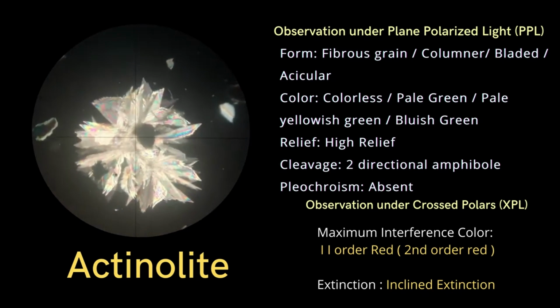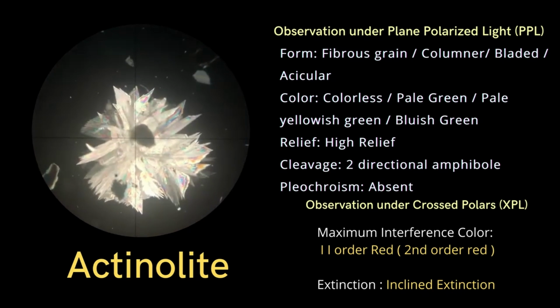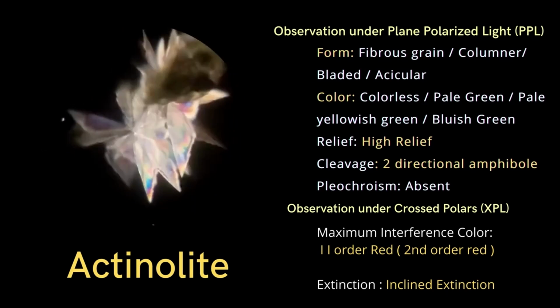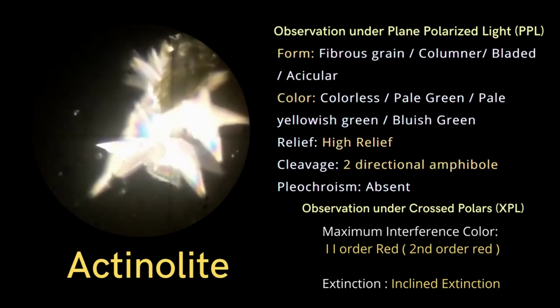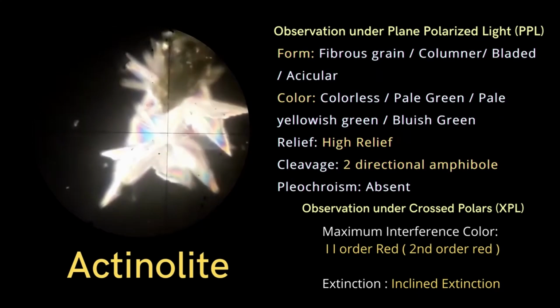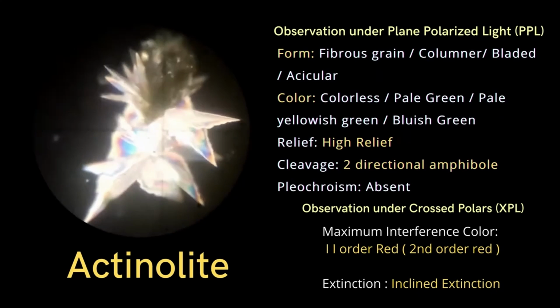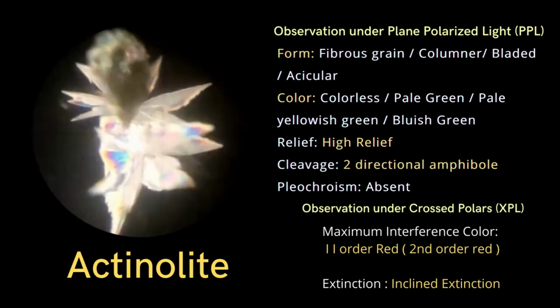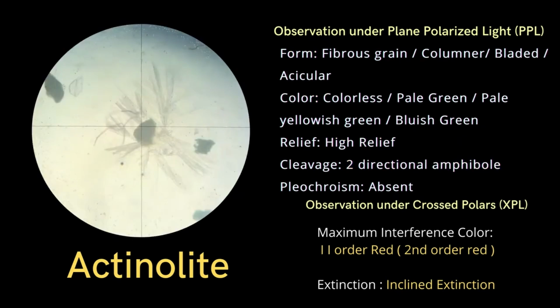The extinction pattern is inclined, meaning the mineral goes dark at an angle relative to the crosshairs rather than parallel or perpendicular. This inclined extinction is another key property of amphibole group minerals.